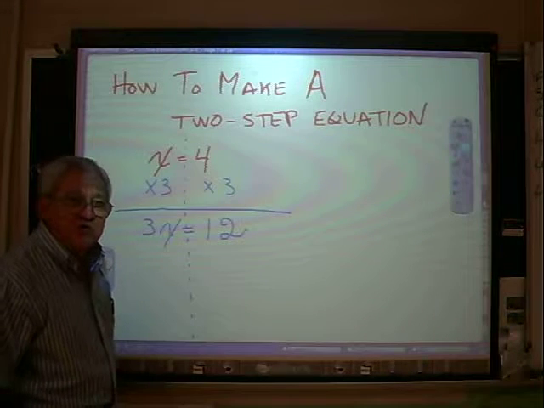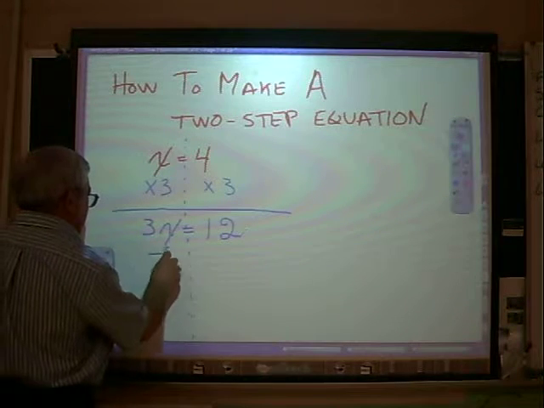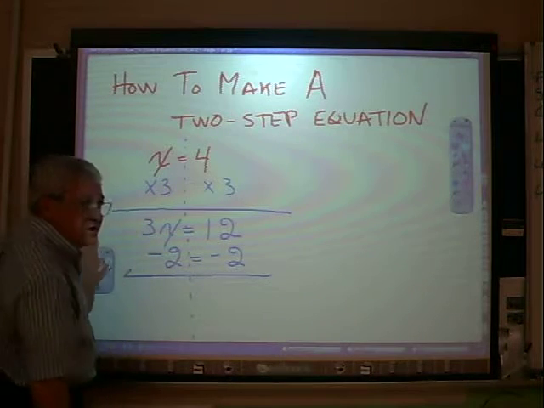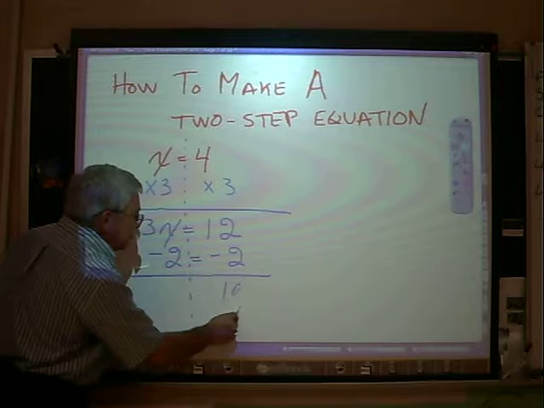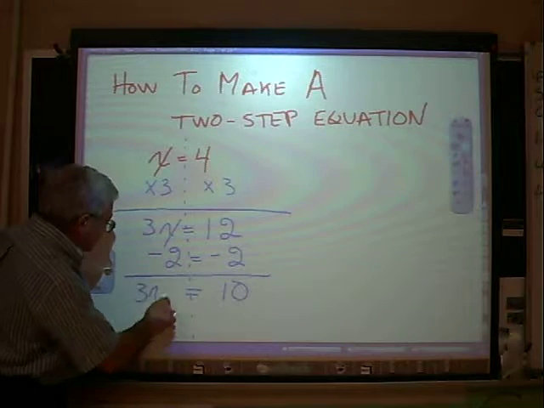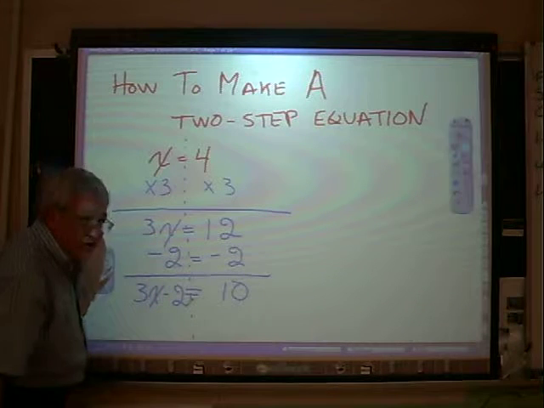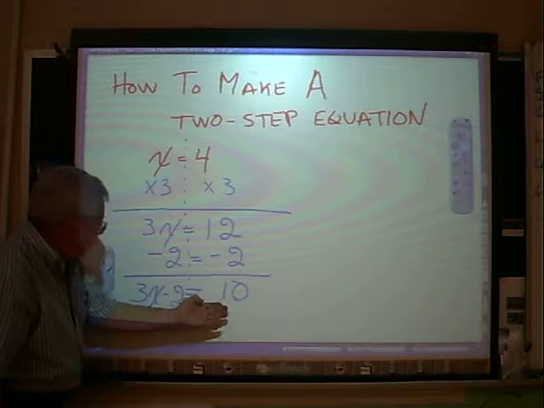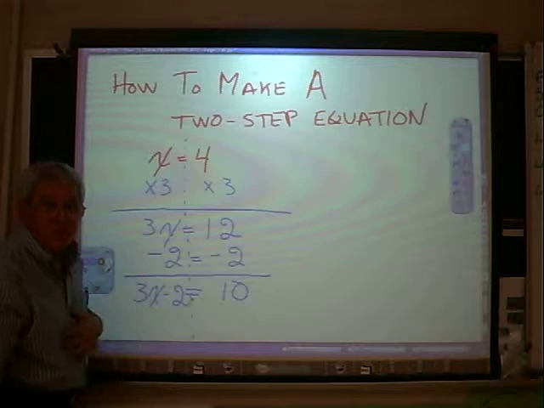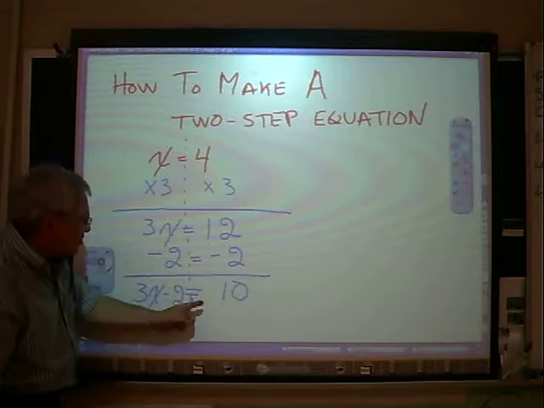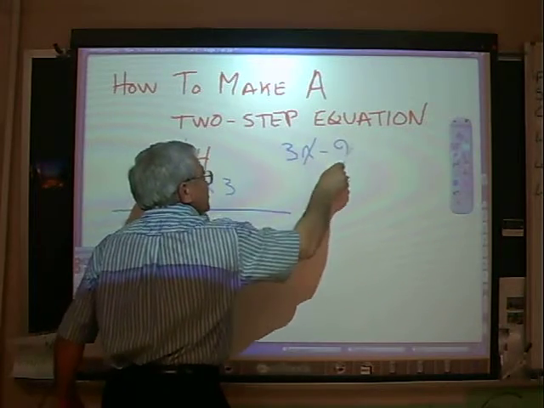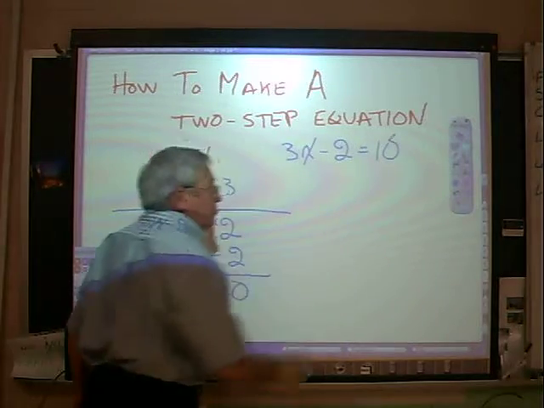I'm going to subtract 2 from each side of the equation. So on the right side, I'm going to have 12 minus 2. On the left side, I'm going to have 3x minus 2. And what is 3x minus 2? Well, it's 10. What's x? I don't know, but I'm going to find it. Now, here's a typical 2-step equation. 3x minus 2 equals 10.